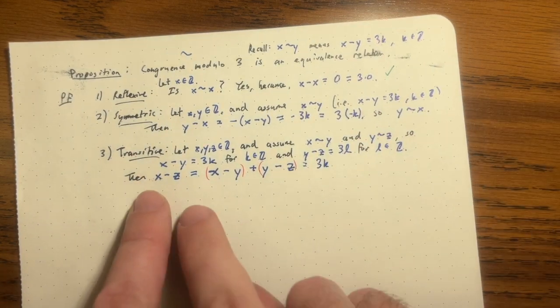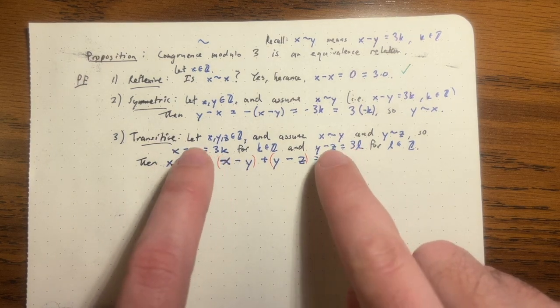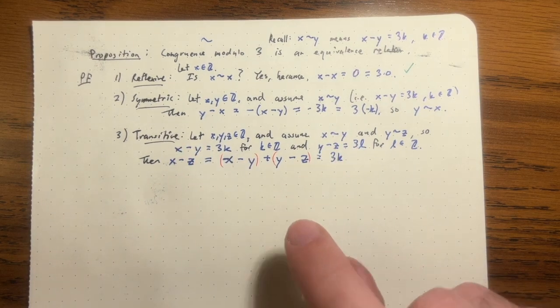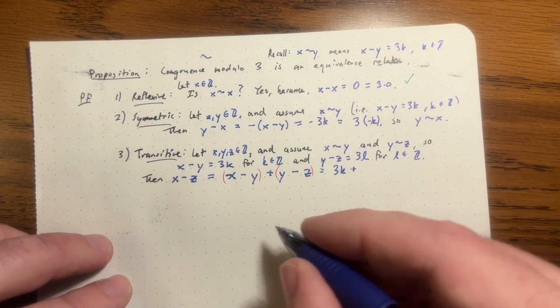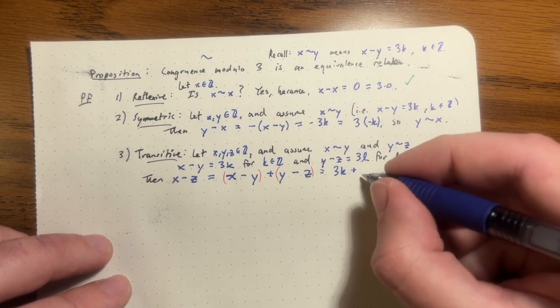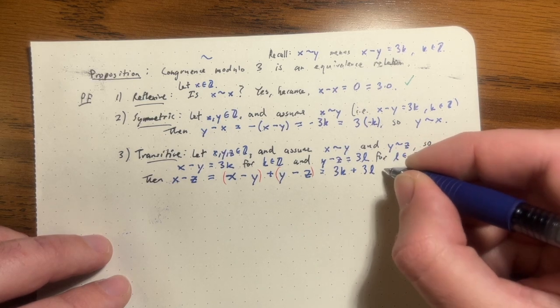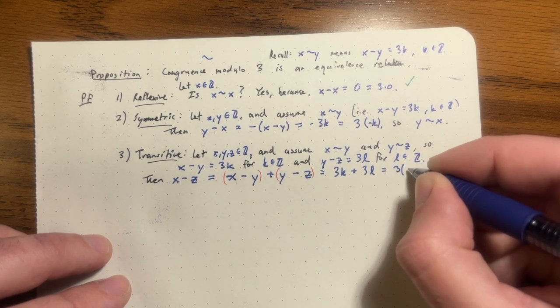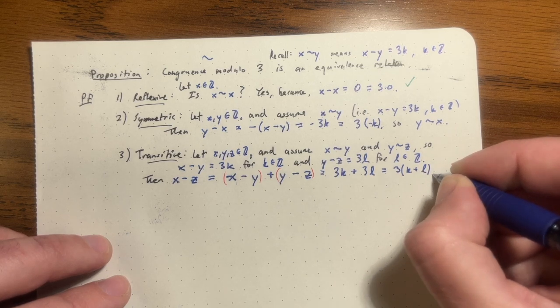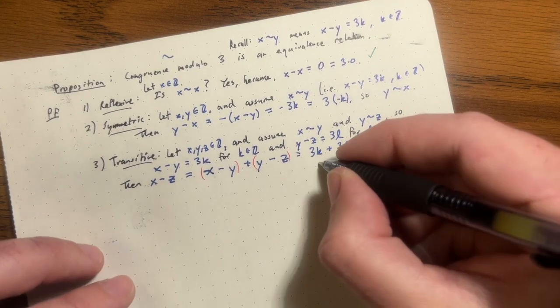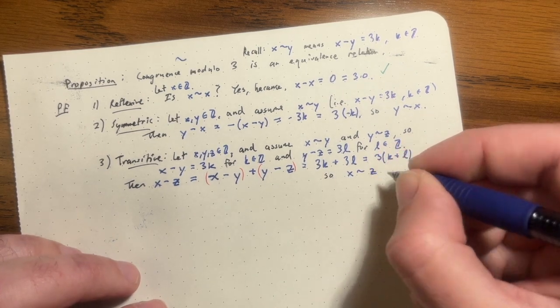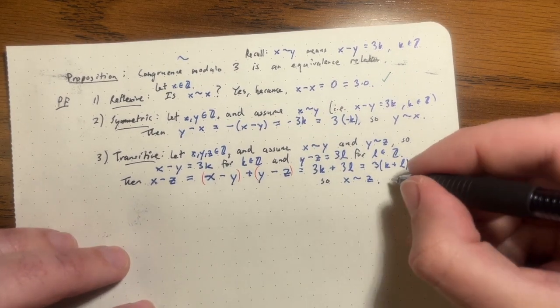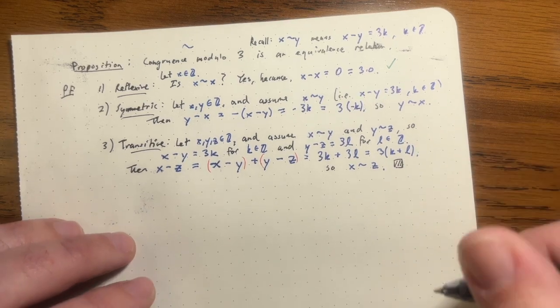You might have also gotten an inspiration by noticing that if I add these two equations, I get x minus z. So we get x minus y is 3k, y minus z is 3l. So overall, this is 3 times k plus l, which is a multiple of 3, right? So x is related to z. So this is an equivalence relation. It's reflexive, symmetric, and transitive.